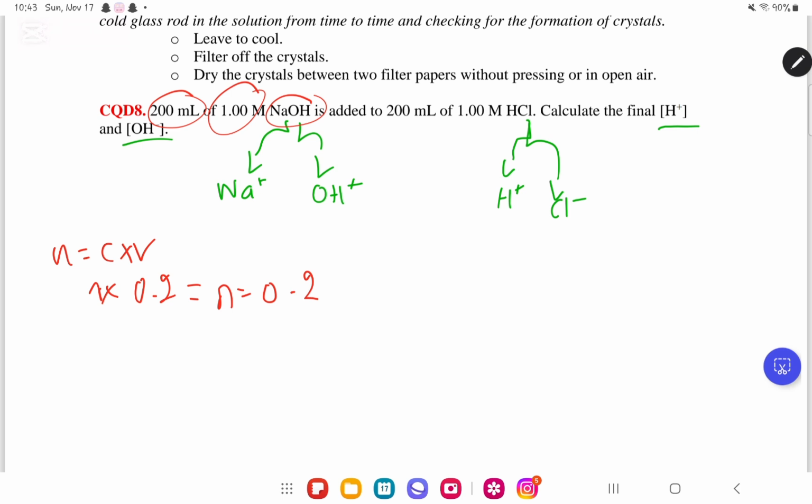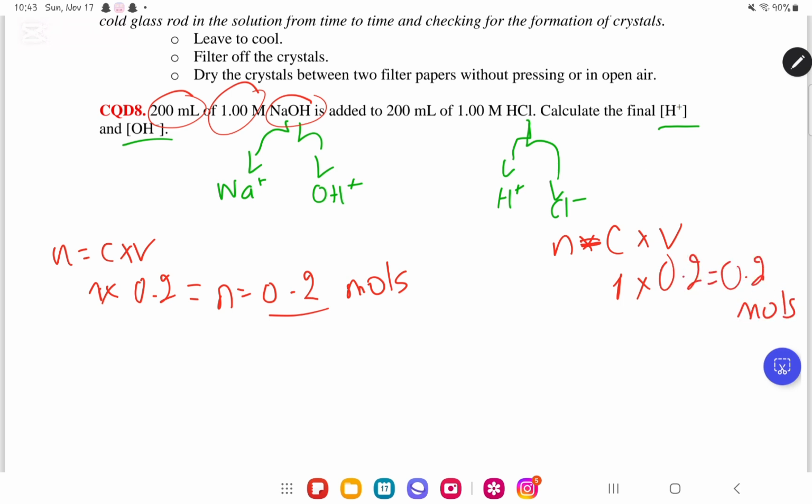It's just like a conversion unit. Just keep it in moles, 0.2 moles. And then if you're going to find the number of moles of HCl, n is equal to C times V. C is 1, and again V is 0.2, so again 0.2 moles. Since they are the same amount of moles, by the way, I said we need to find the concentration. I'm really sorry, I meant to say we need to find the number of moles. Okay, we have 0.2 moles and 0.2 moles.